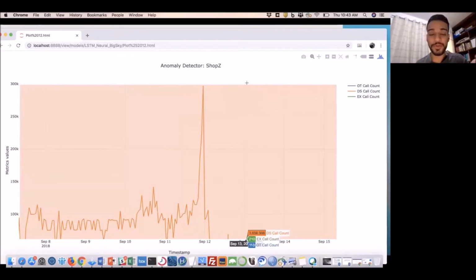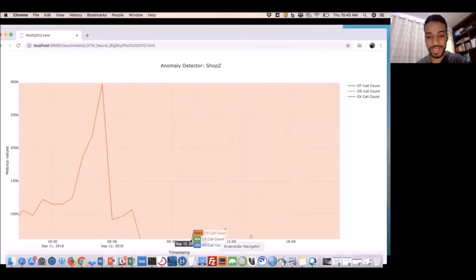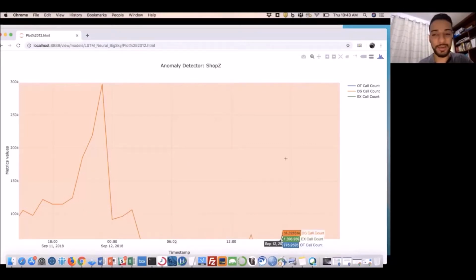And in an interview with the ShopZ application owner and the application architect, what they told us is that between September 11th and September 12th, in which we have this rise in the peak for the data store call counts, they had a very severe move to production process. So that's why this anomaly occurred. And actually, we validated that our anomaly is spotted at the right time, matching what actually occurred.